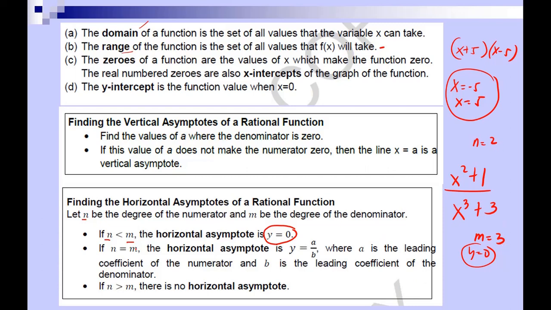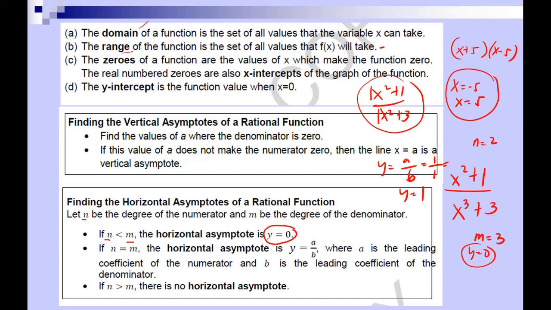And then pag pareha gani sila, for example, x squared plus 1 over x squared plus 3. Therefore, pareha sila og highest exponent. Therefore, we will use y is equal to a over b. Ang a is a leading coefficient here, which is 1. And then, ang b sa denominator, 1 man pod. This is 1. So, that is y is equal to 1.